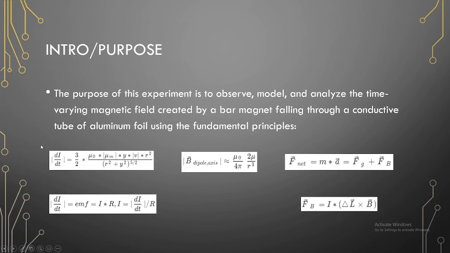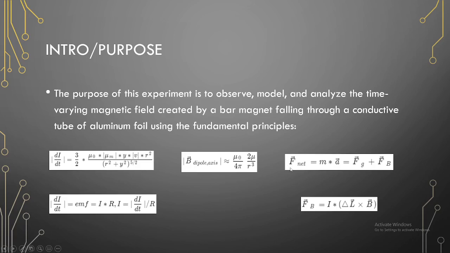First, we have the rate of change of magnetic flux given by this expression. We also have that the magnitude of this expression is equal to the EMF, which is equal to the current I times resistance, which we can manipulate to solve for the current. Here we have the magnetic field generated by a dipole on axis, where in this case our dipole will be our bar magnet.